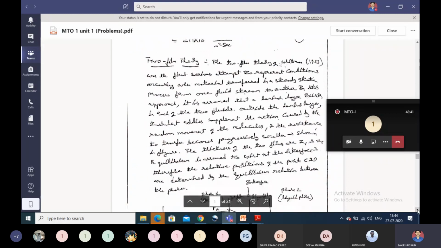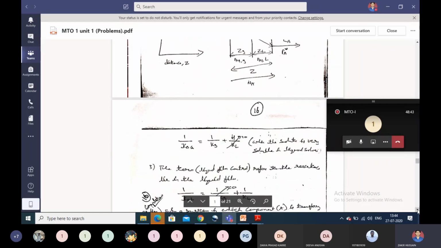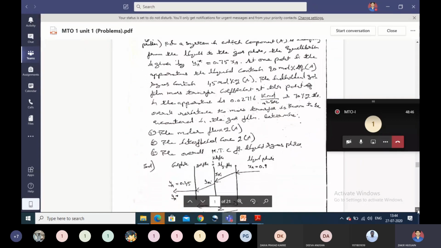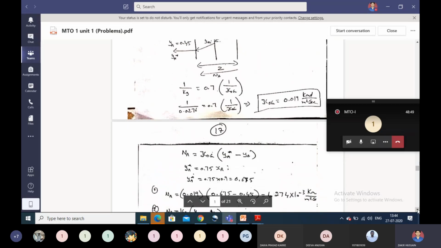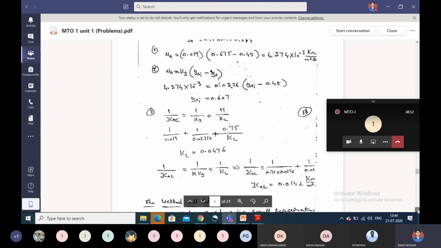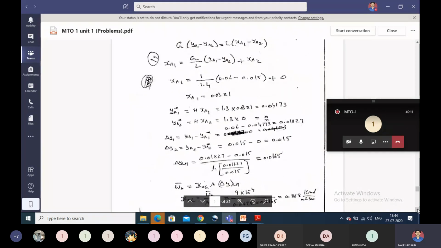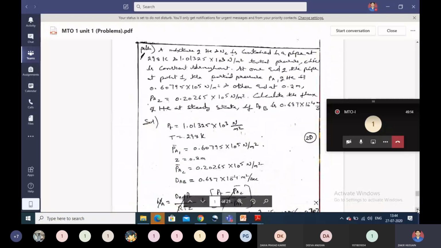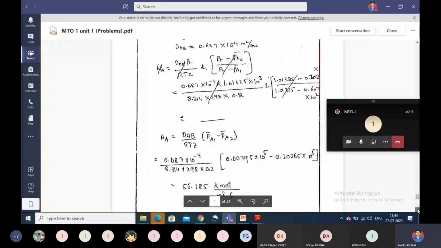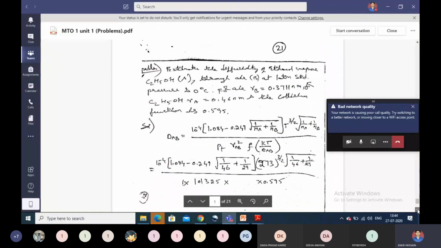Okay, the rest of the problems are very easy. Two-film theory I will solve on the live board. Two-film theory, it is easy. Yeah, these are the problems.